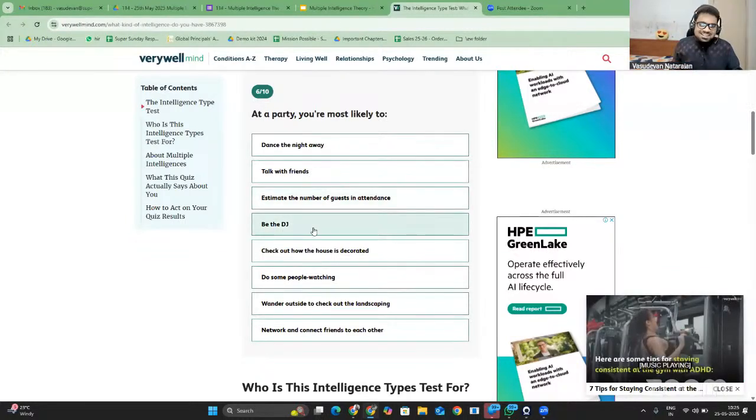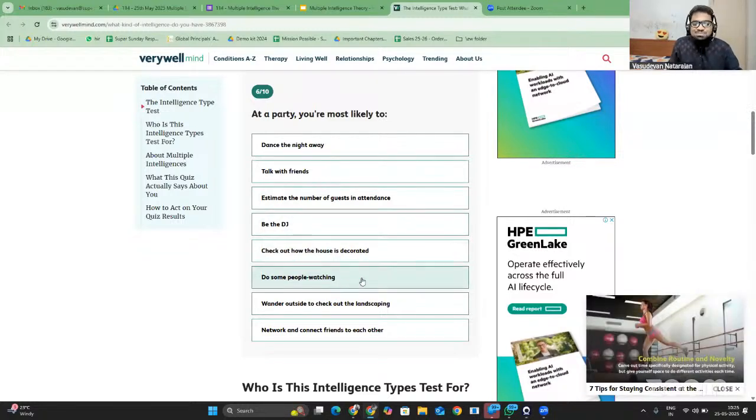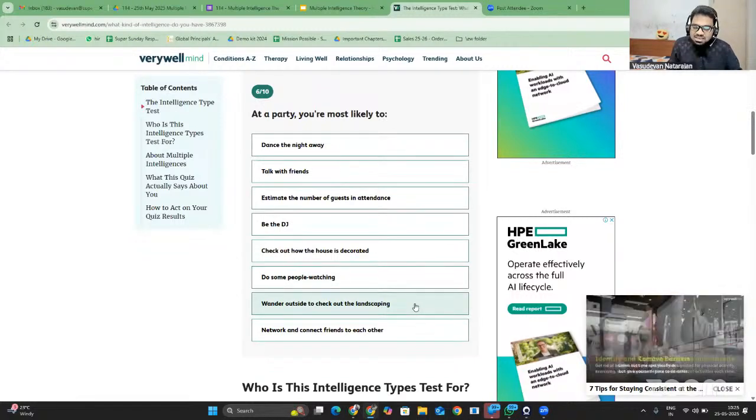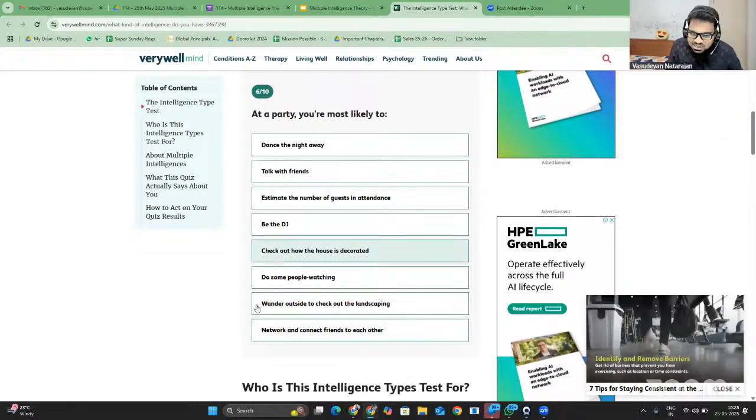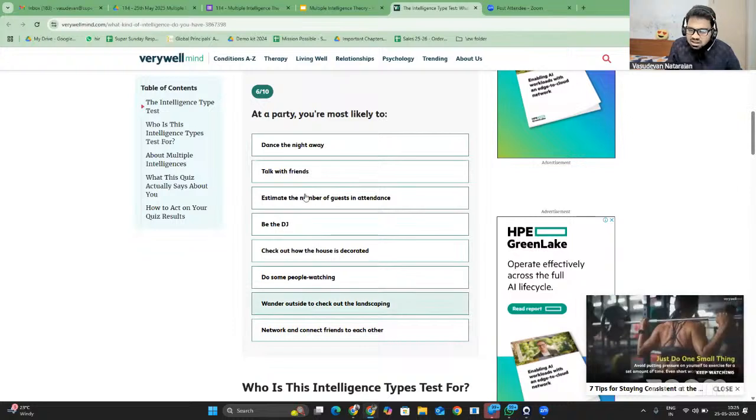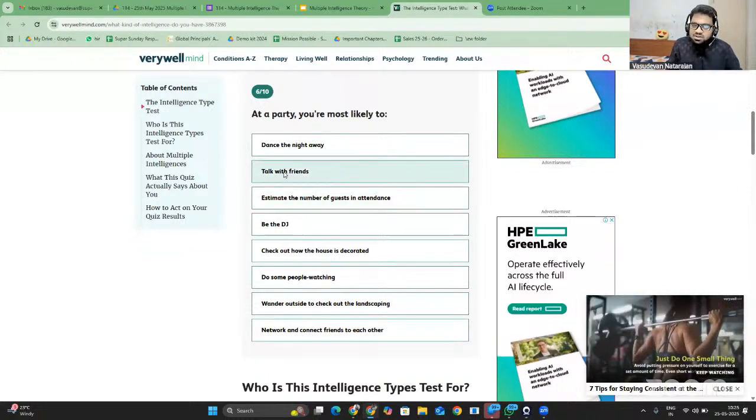Something like that. Be the DJ? Not at all. Check out how the house is decorated. Some people do that. Do some people watching. Wander outside to check out the landscaping. That means you're moving away. Network and connect friends too. Okay, not. So for me, it would be more like estimate the number, talk with friends. Talk with friends is the most appropriate for me.